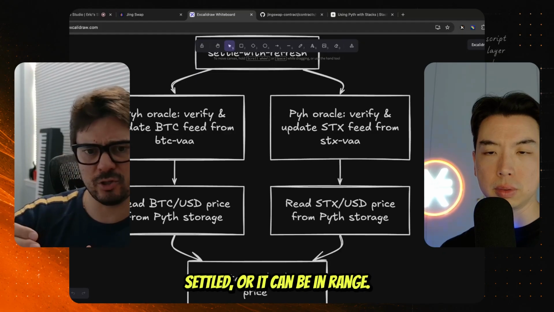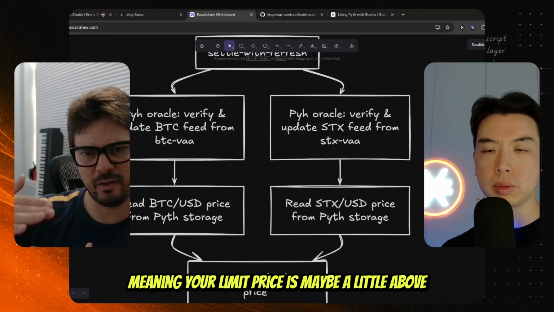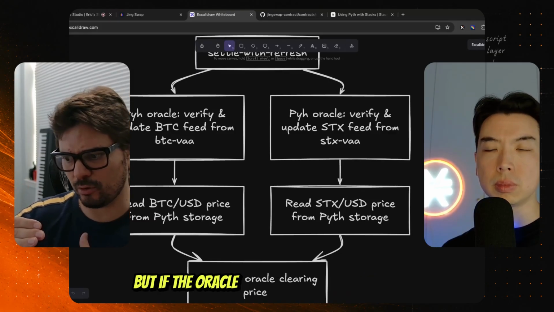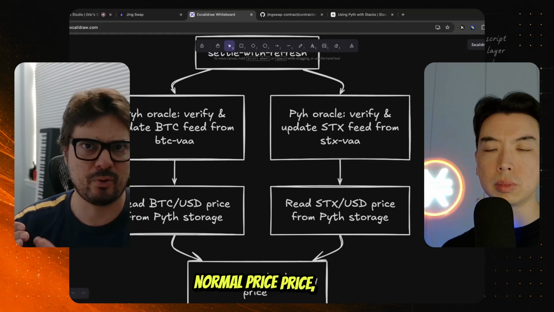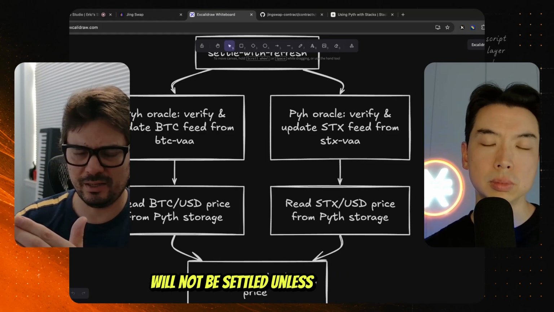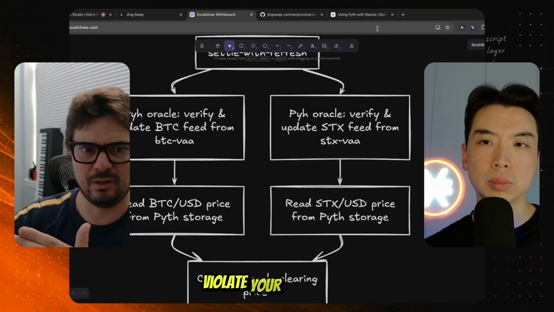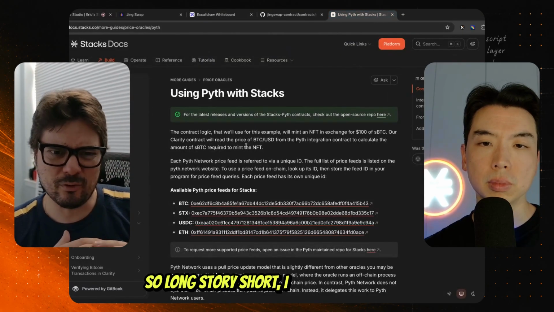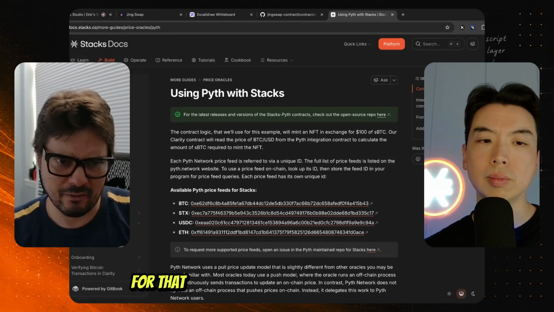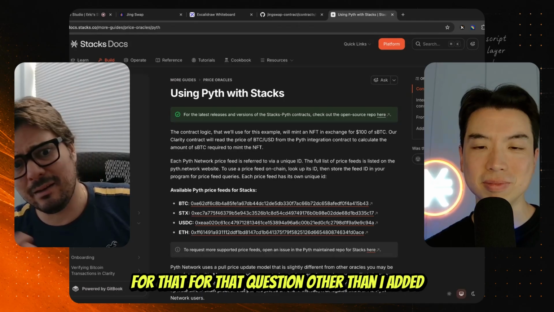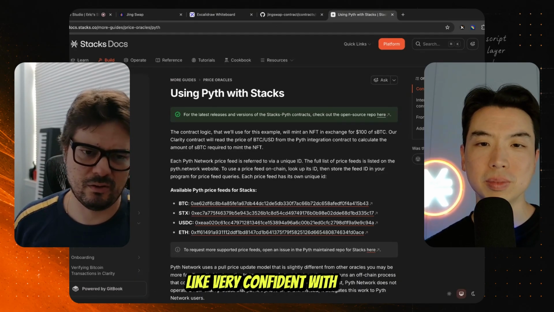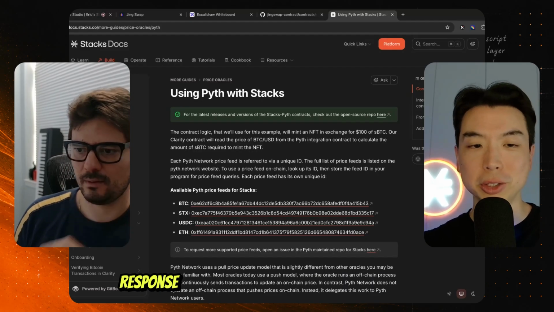Or it can be in range, meaning your limit price is maybe a little above the Oracle price, so you are guaranteed currently to be settled. But if the Oracle price goes crazy, or even the normal price, right? If the price goes against you by a lot, you will not be settled unless it doesn't violate your limit price. So long story short, I don't really have a very sustainable, very robust answer for that question, other than I added additional protection that makes me feel very confident with this. And that's honestly a valid response too.